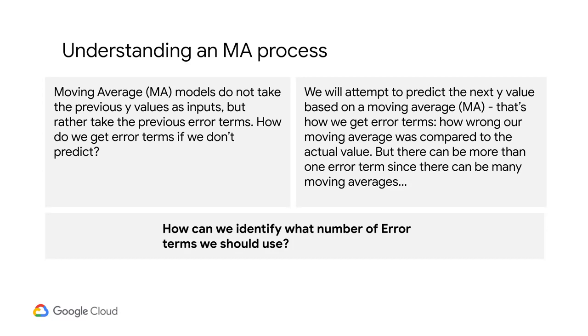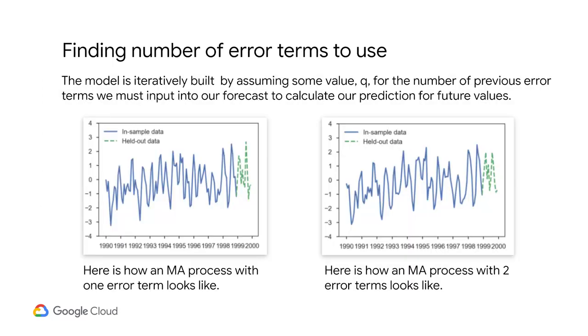But there can be more than one error term. But how can we identify what number of error terms we should use? Here are two examples. The chart on the left represents a time series with one error term, and the chart on the right represents one with two error terms.